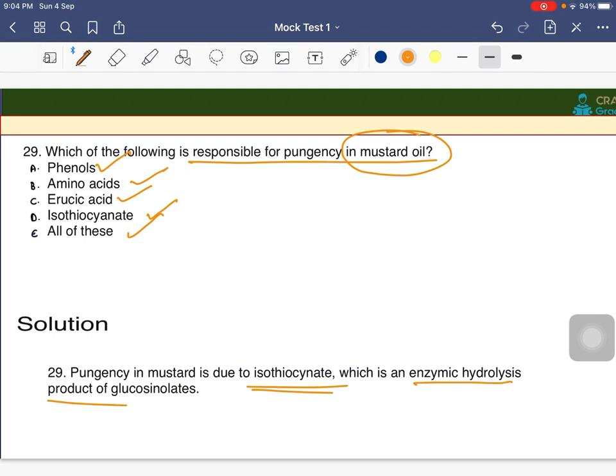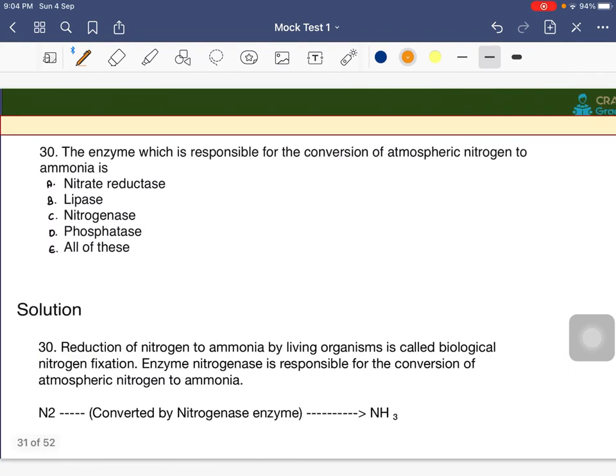The enzyme which is responsible for the conversion of atmospheric nitrogen to ammonia is called? Is it nitrate reductase, lipase, nitrogenase, phosphatase, or all of these? The conversion of atmospheric nitrogen to ammonia is caused by the nitrogenase enzymes, right? These are the enzymes responsible for this conversion. Therefore, it is nitrogenase.